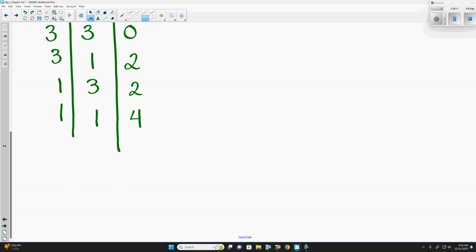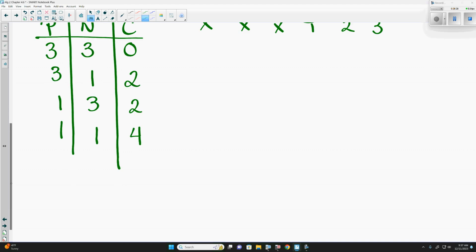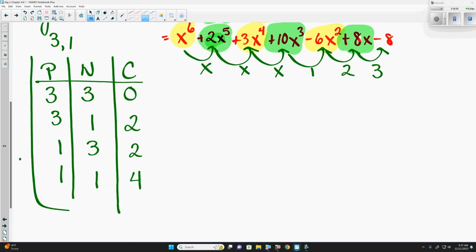Can I take 2 away from the negatives again? No. Can I take 2 away from the positives? No, because that gives us -1 also, yes? So that's it. Those are all the possible combinations of positive, negative, and complex that we can have. So our final answer is this table here.